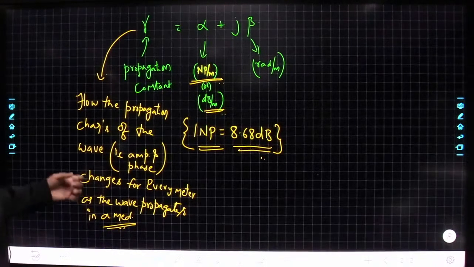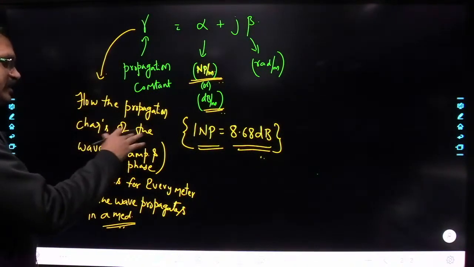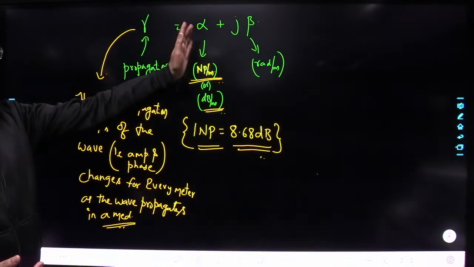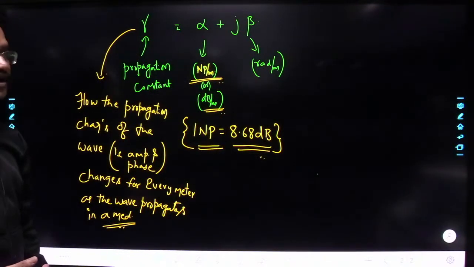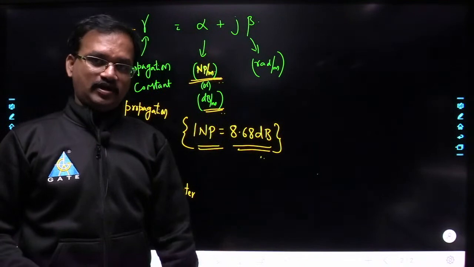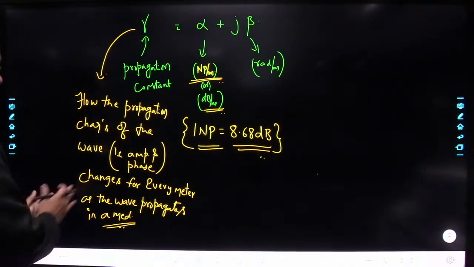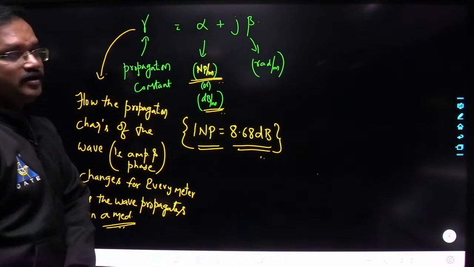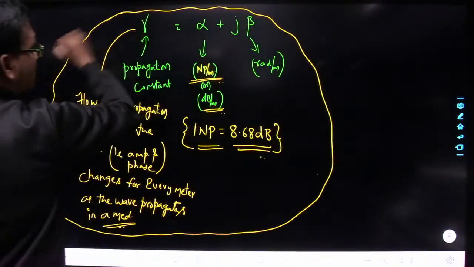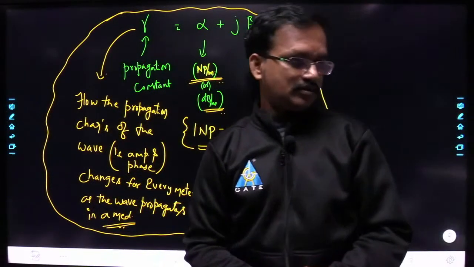Understood? So gamma represents the propagation constant of the wave. It specifies how the propagation characteristics of the wave change for every meter as the wave propagates in a medium. Gamma is equivalent to alpha plus j beta. Alpha represents how the amplitude of the wave decays as the wave propagates in a medium, and beta represents how the phase of the wave changes for every meter. So gamma represents the overall propagation characteristics. This is all about gamma, alpha and beta. So gamma is equal to alpha plus j beta.